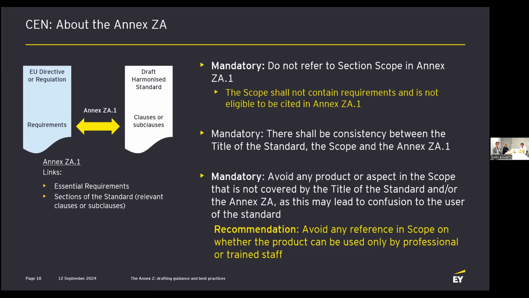In addition, there is another element that we have to take into consideration when drafting the Annex Z, and also when you are drafting the standard. A standard has a title, okay? Then you have a scope, which includes information on what is included and what is not included in the standard, what is covered and what is not covered. This is the scope.